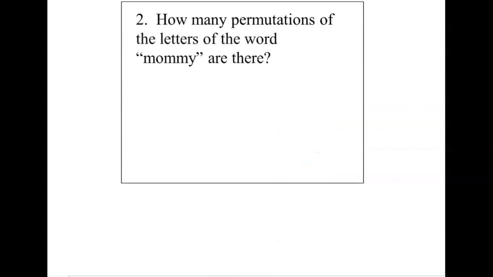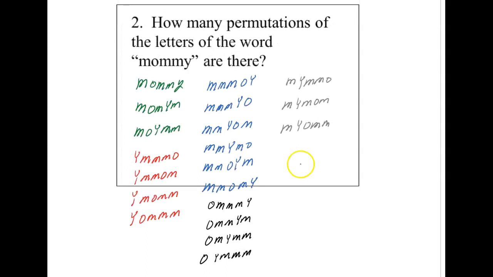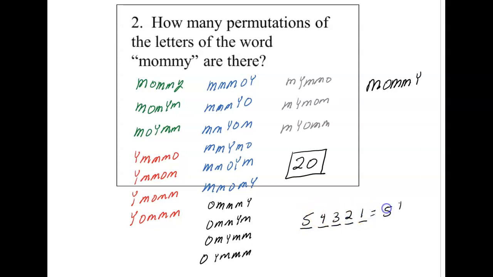How many permutations of the letters in the word mommy are there? Again, pause the screen and write them out. There are a finite number. Let's see how you did. When I wrote them all out, I found that there were 20 different ways to rearrange the letters in mommy. So like we did before with keep, I might draw 5 dashes: 5 choices, 4 choices, 3 choices, 2 choices, 1 choice, or 5 factorial, or 120.